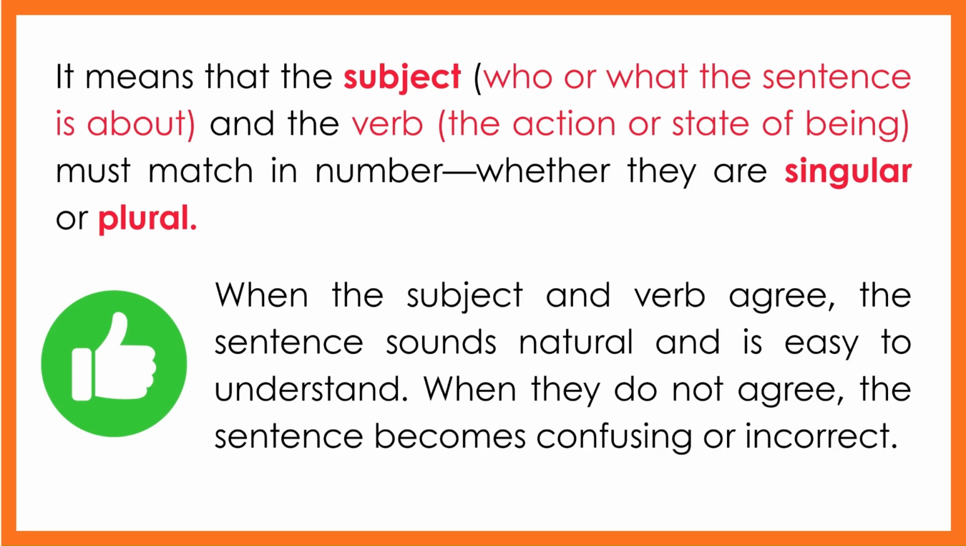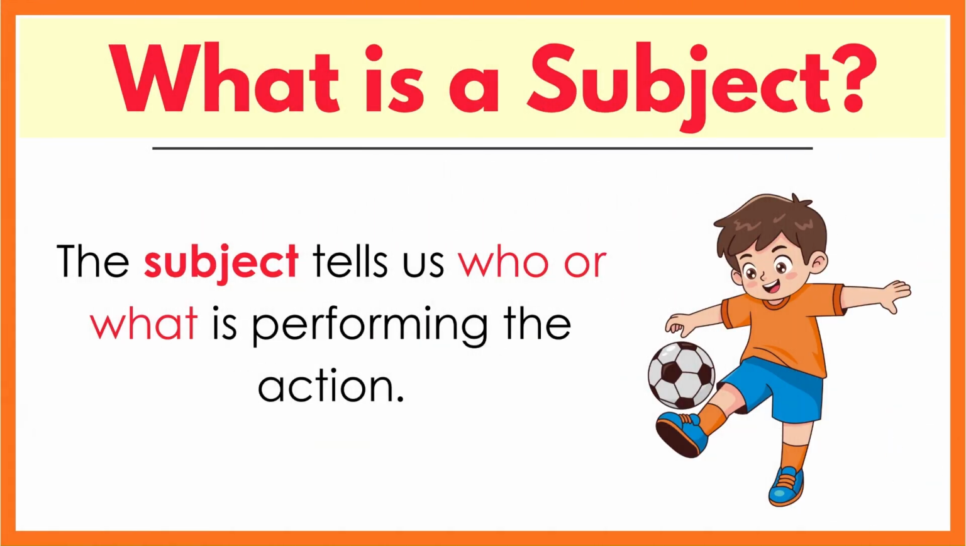When the subject and verb agree, the sentence sounds natural and is easy to understand. When they do not agree, the sentence becomes confusing or incorrect. What is a subject? The subject tells us who or what is performing the action.